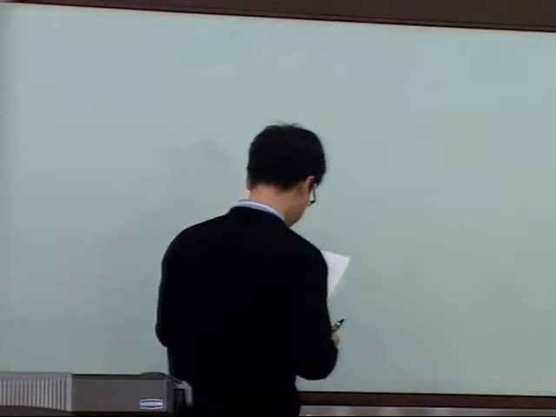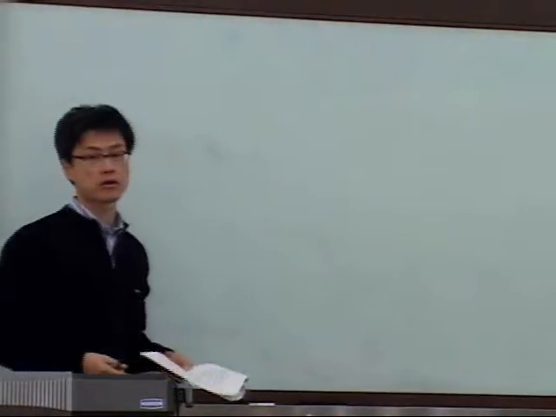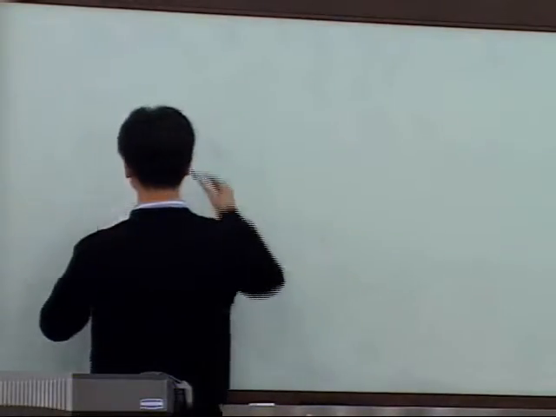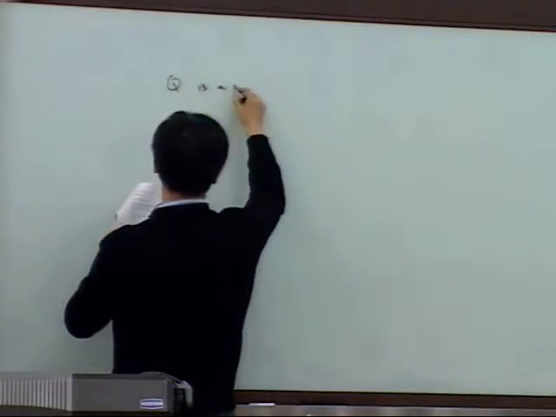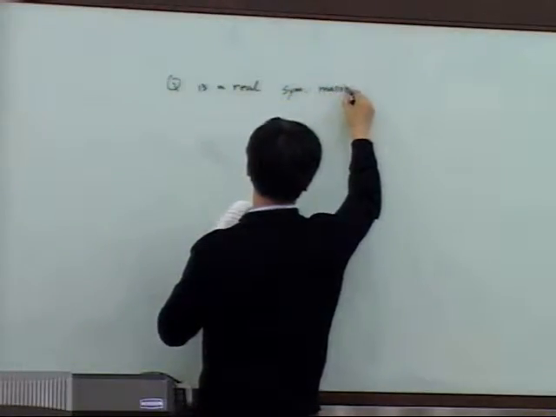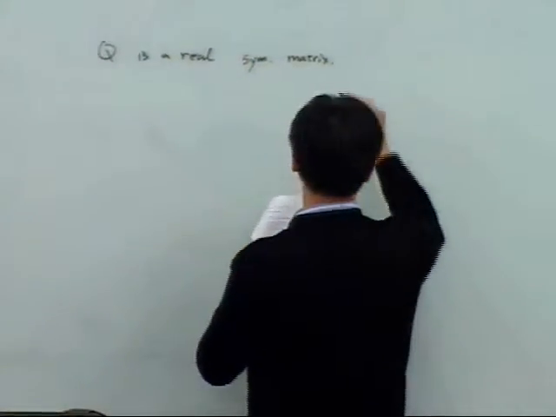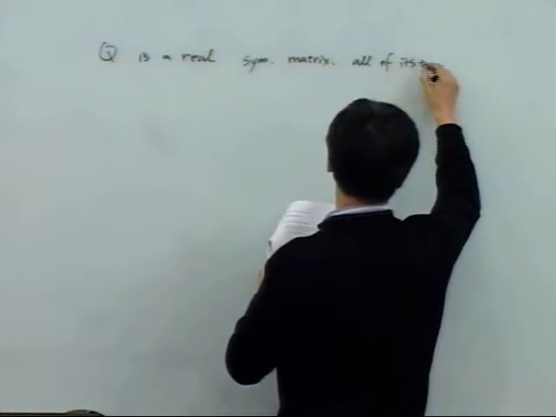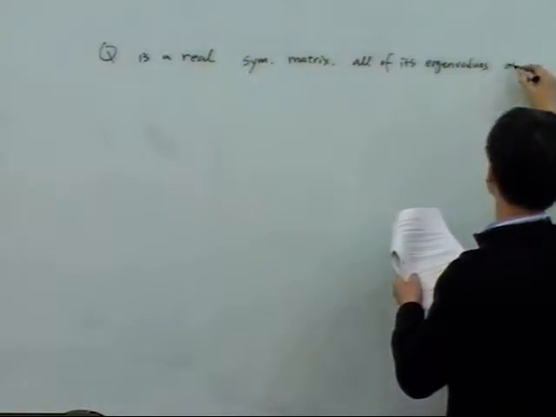Okay, quadratic form first. I think it is worth covering during the class, since I hope you guys get accustomed to these two processes. One of the propositions is that if Q is a real symmetric matrix, also a square matrix, all of its eigenvalues are real numbers.